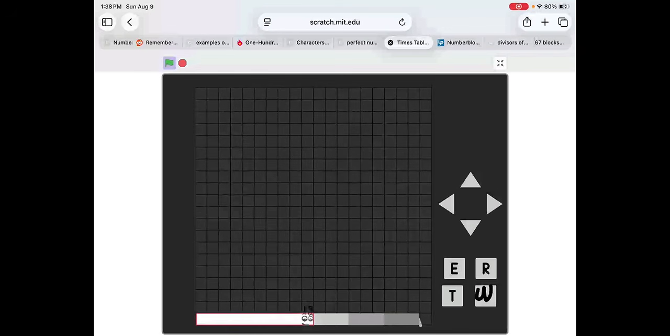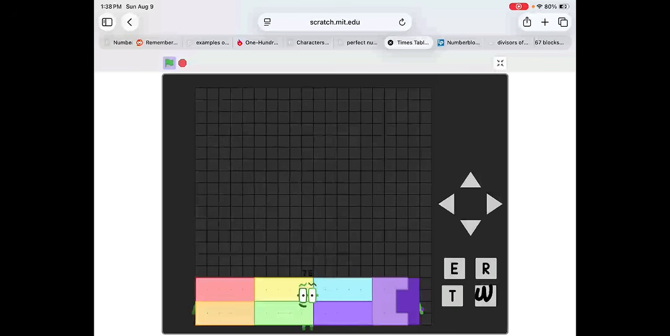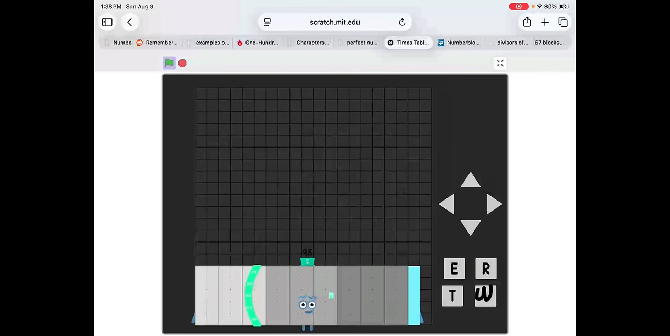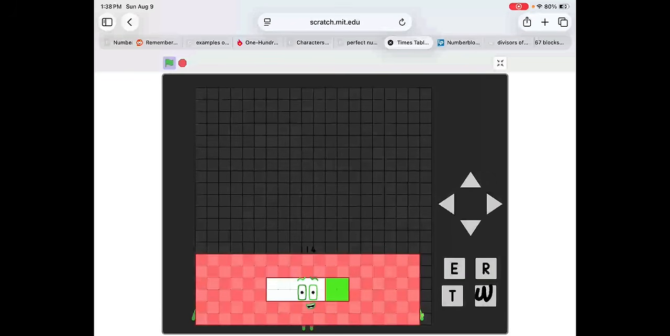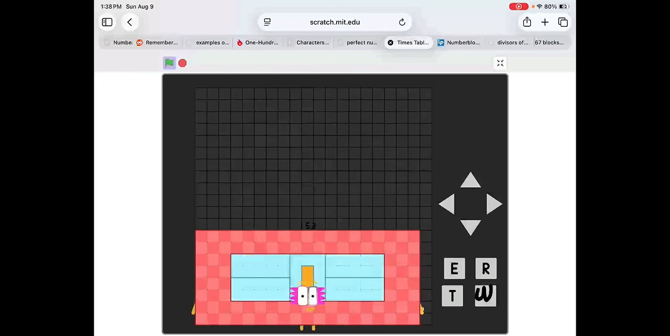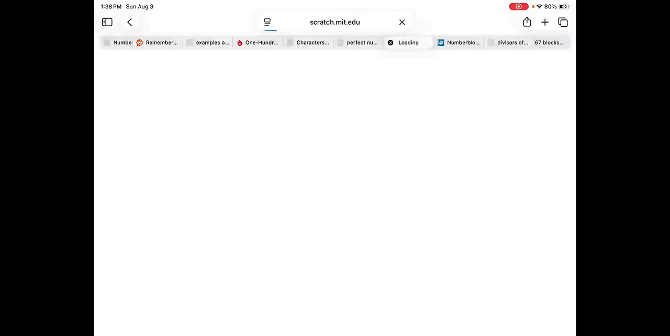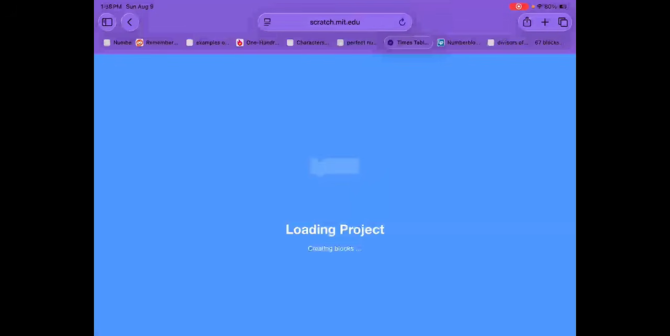Next is the 19 times table. We're almost there. Here we go. 19, 38, 57, 76, 95, 114, 133, 152, 100. Oops.